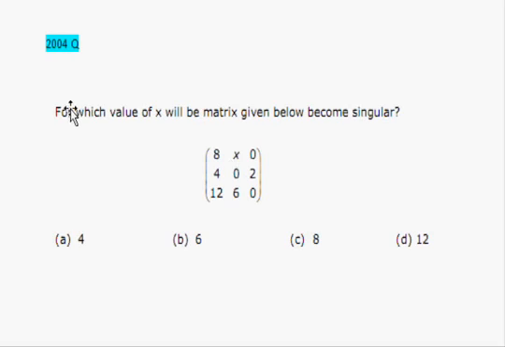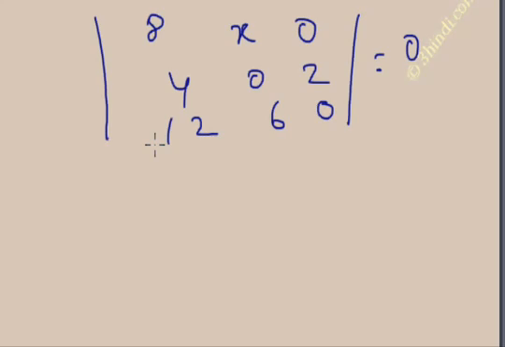This is another question of 2004. For which value of x will the matrix given below become singular? Singular matrix means determinant is equal to 0. So find out the determinant and make it equal to 0 and solve for the values of x.